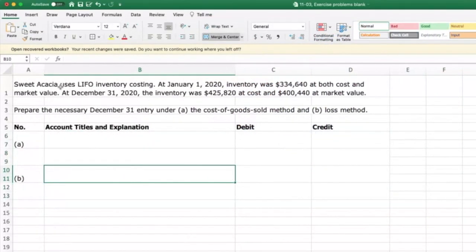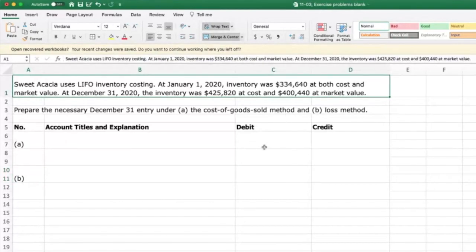So the company uses LIFO inventory costing. At January 1st, 2020, inventory was $334,640 at both cost and market value. Okay, they're the same. Now, at the end of the year, inventory was $425,820 at cost and $400,440 at market. So, what is the journal entry to reduce inventory to market? Note, this is a LIFO inventory. So, under LIFO, you can use market as opposed to using lower of cost or net realizable value.